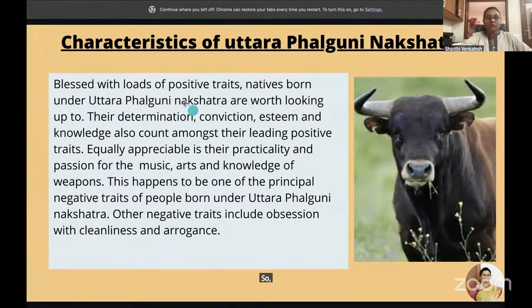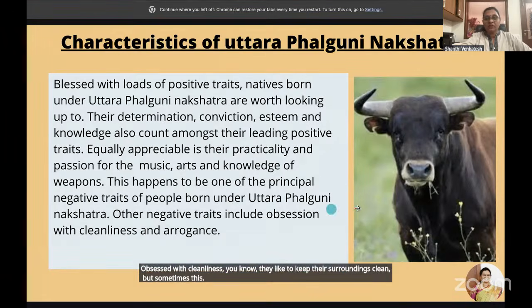So they're blessed with loads of positive qualities, we can say. People who are born in this nakshatra have good determination, good knowledge. Then, as I said, they're very obsessed with cleanliness. They like to keep their surroundings clean, but sometimes this leads to obsession.